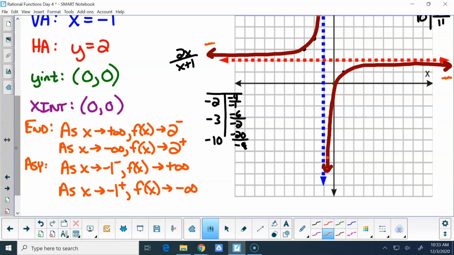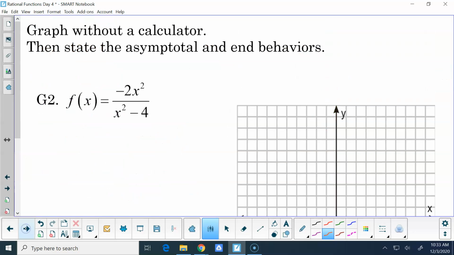All right, what I'd like you to do now is try this one on your own. Okay? Graph it, and then give me the asymptotal and end behaviors.